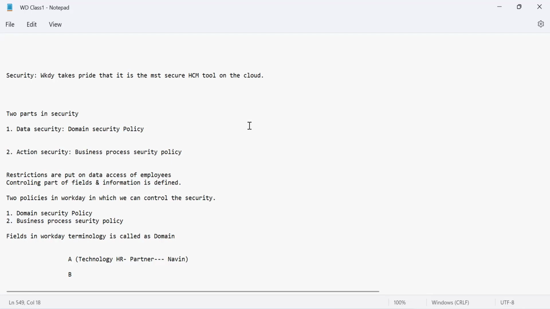Okay, so guys, that was all about data security. Then comes the next part, which is action. Action means you're performing some activities. What activities will you do in Workday? Mark my attendance, submit my timesheet. That is an activity. So how do we do that?